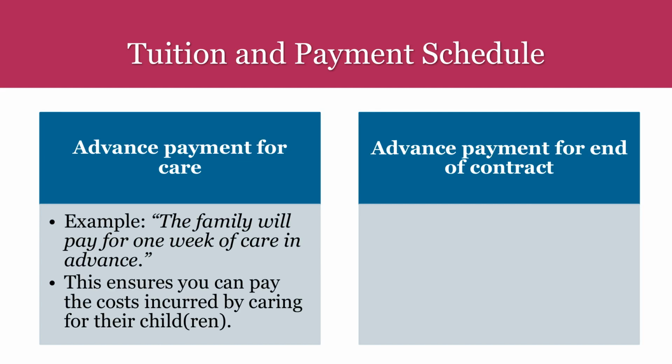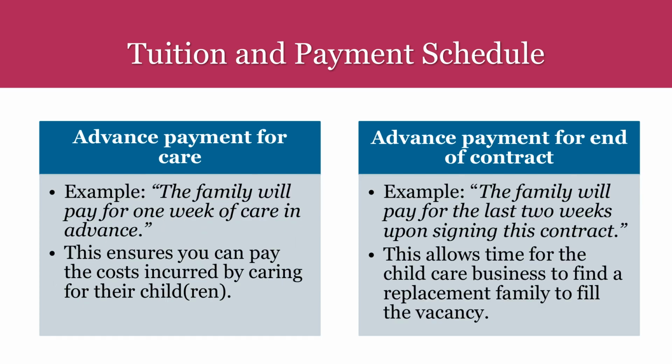By having families pay for care in advance, they then pay for the service before it is used. This ensures you can pay the costs incurred by caring for their children. When child care businesses allow families to pay after the care is provided, the business runs the risk of not being paid for services. Establishing this practice right from the start builds business stability.